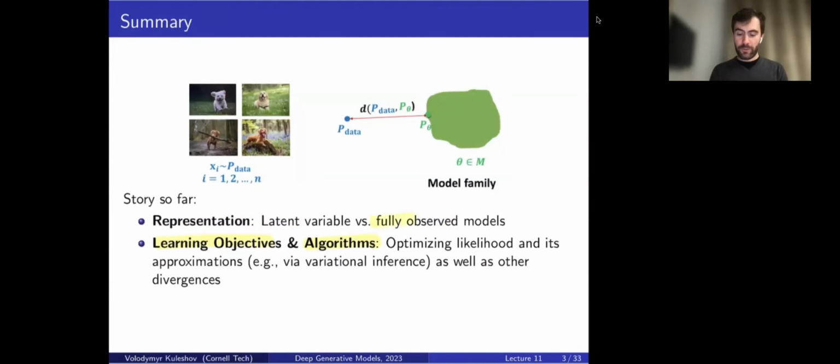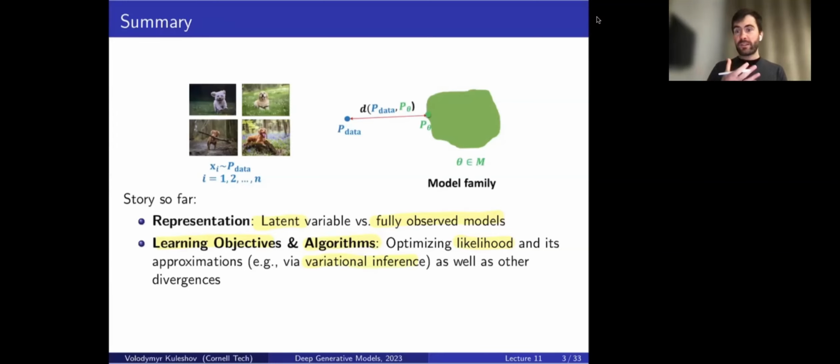Initially, with the fully observed models, we could optimize the likelihood directly in a way that's very straightforward. It's easy. But when we introduce latent variables, then we start to require approximate methods. In particular, we looked at one important type of approximate learning technique called variational inference. So variational inference is a way of approximating marginal likelihood.